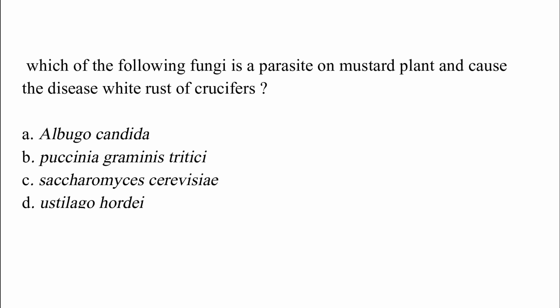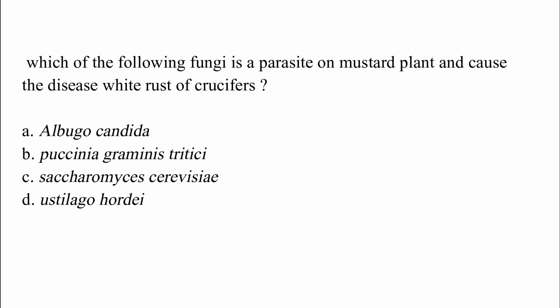Which of the following fungi is a parasite on mustard plant and causes the disease white rust of crucifers? Option A, Albugo candida. Option B, Puccinia graminis tritici. Option C, Saccharomyces cerevisiae. Option D, Ustilago hordei. The correct answer is option A, which is Albugo candida.